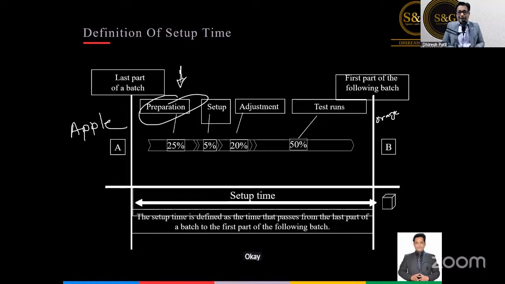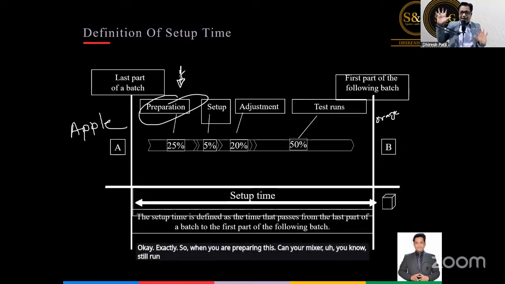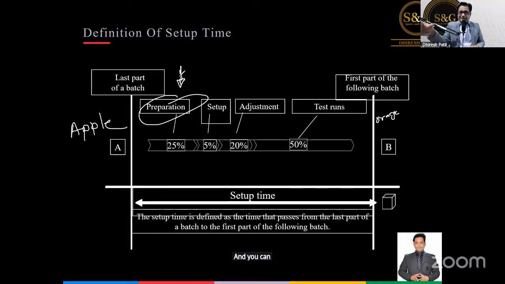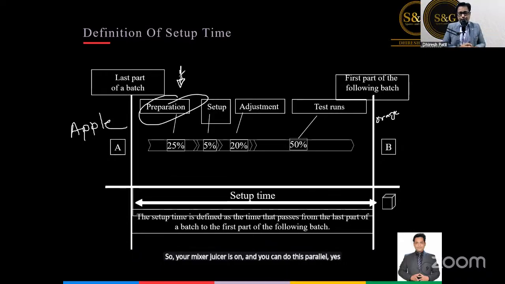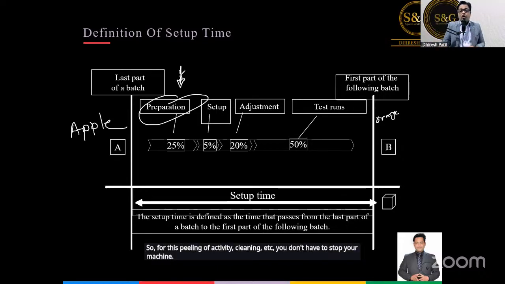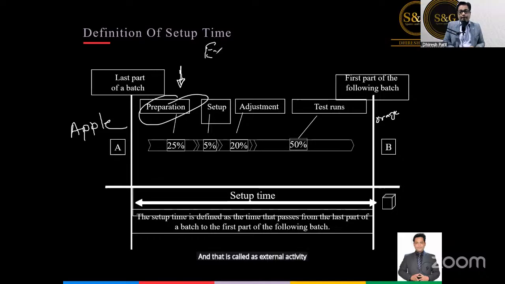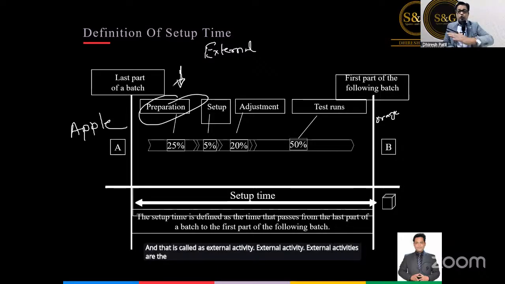Now you tell me, when you are preparing this, can your mixer still run parallelly, yes or no? Just give me a quick yes or no in the chat box. So your juicer is on and you can do this parallelly, yes or no? For this peeling and cleaning activity you don't have to stop your machine, and that is called external activity. External activities are the activities for which you do not have to stop the machine.